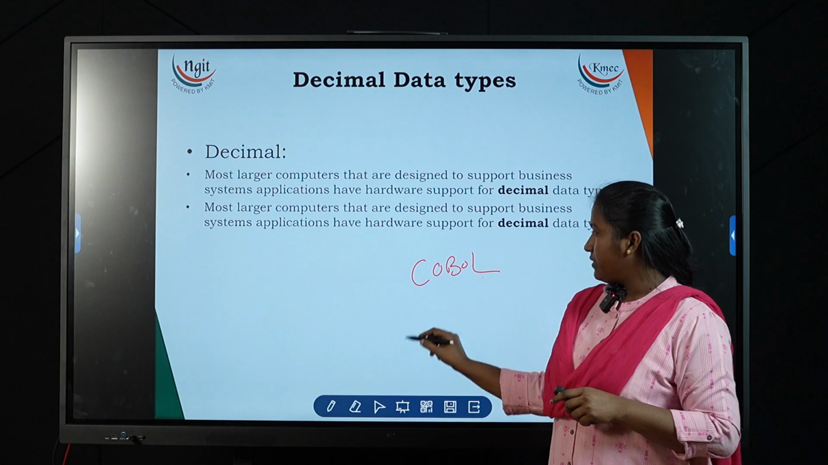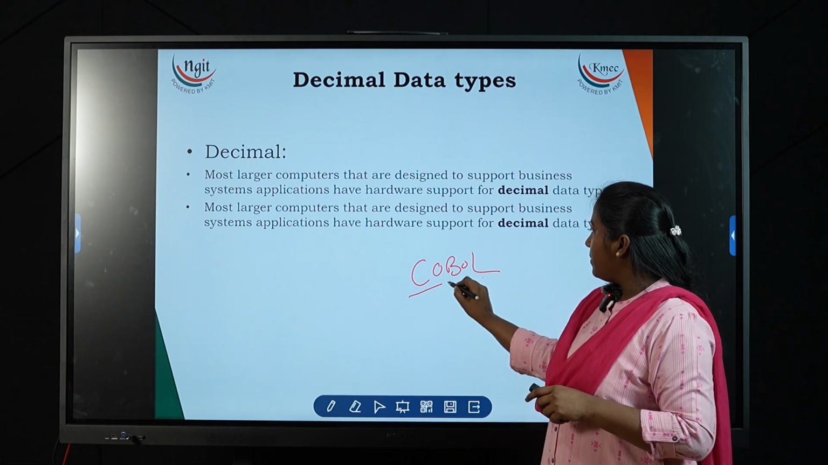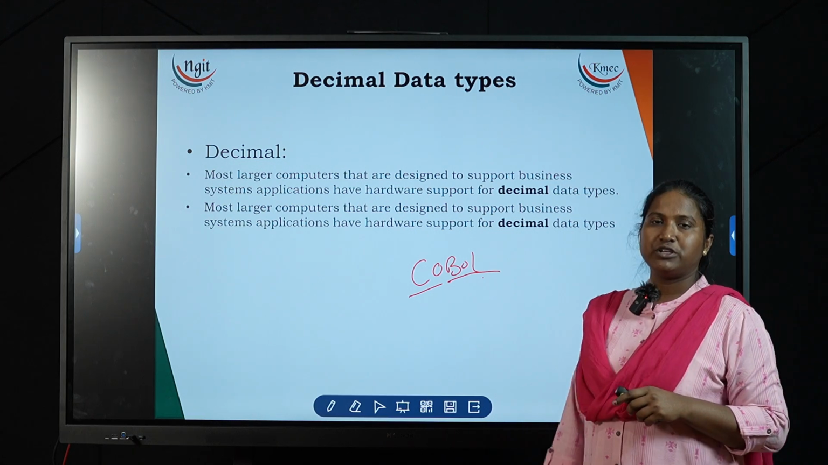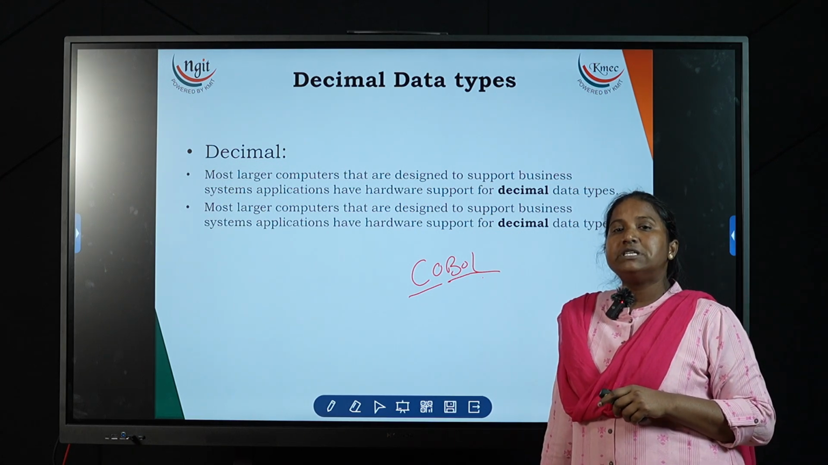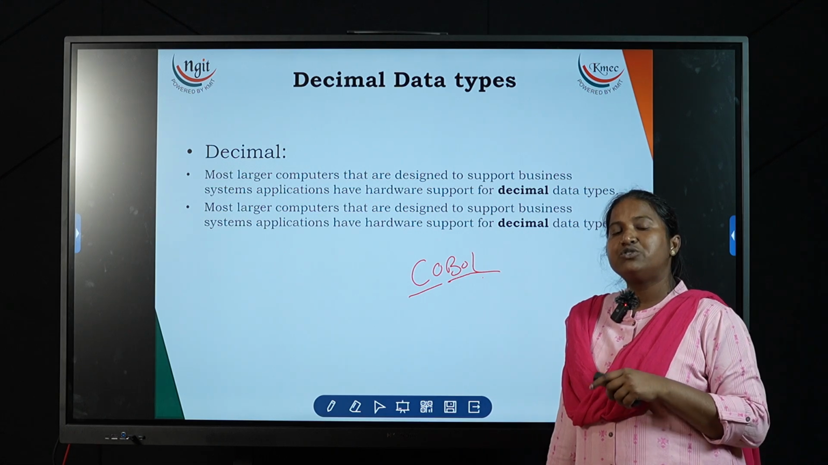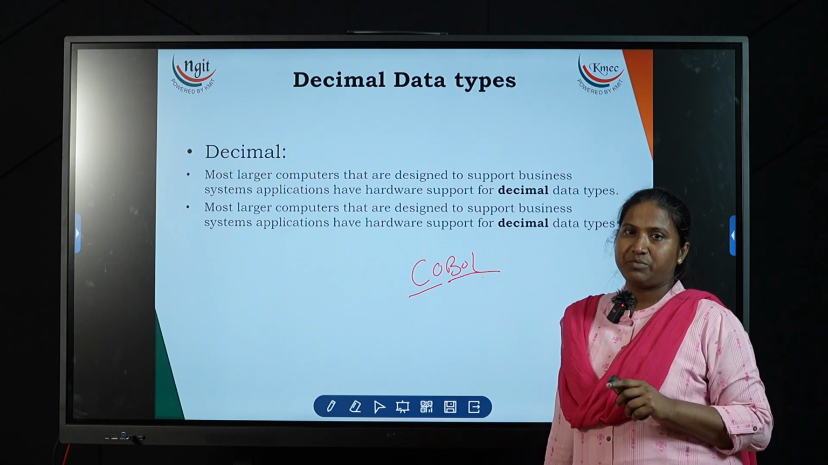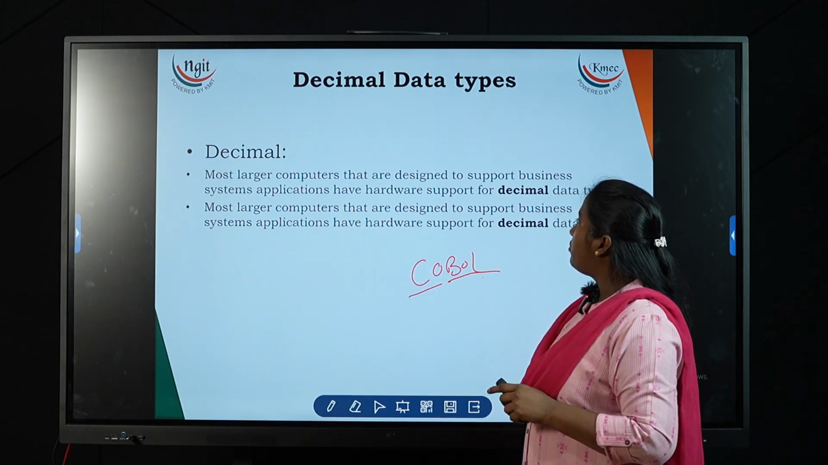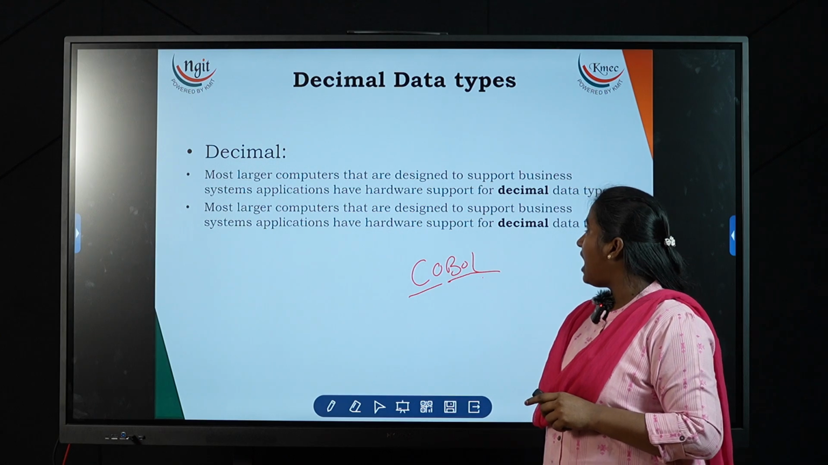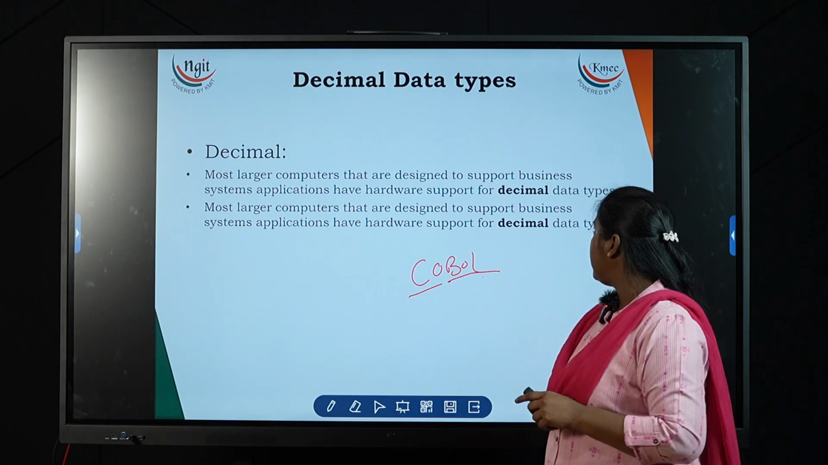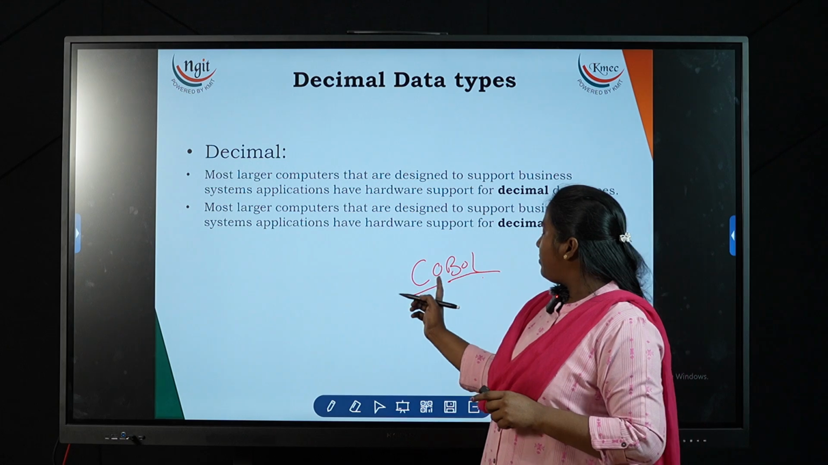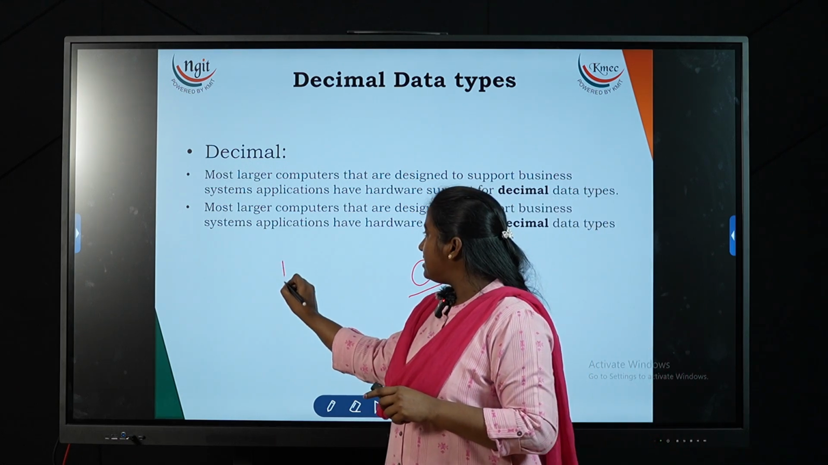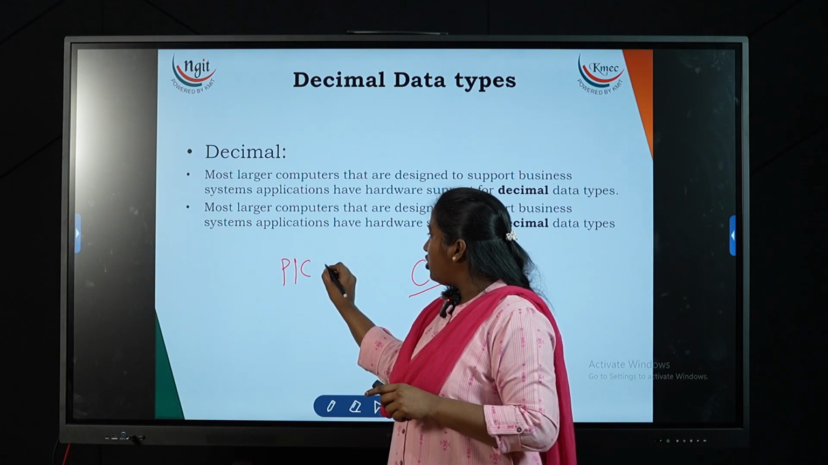COBOL basically stands for Common Business Oriented Language. This is the language which is specially for business applications. Most larger computers that are designed to support business systems applications have hardware support for the decimal data type. And the data type used in COBOL is alphanumeric. Now I'll show you with a syntax. Basically we write this kind of syntax in COBOL.